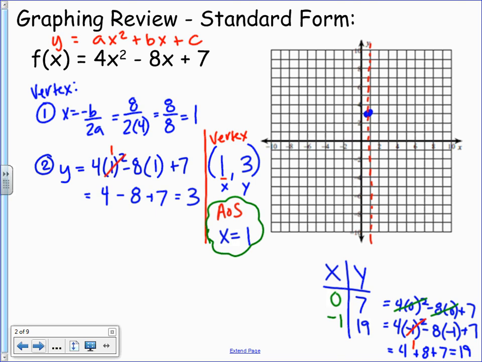That just means for this particular problem, I'll probably only graph one other point, 0, 7. So I'll go 0 left or right, up 7, plot that point. I'll reflect that point over the axis of symmetry that goes through my vertex. And I can kind of tell I have a really skinny parabola. So I'm going to go ahead and draw a U shape as best I can. So I've just completed a graph for the standard form of a quadratic function.